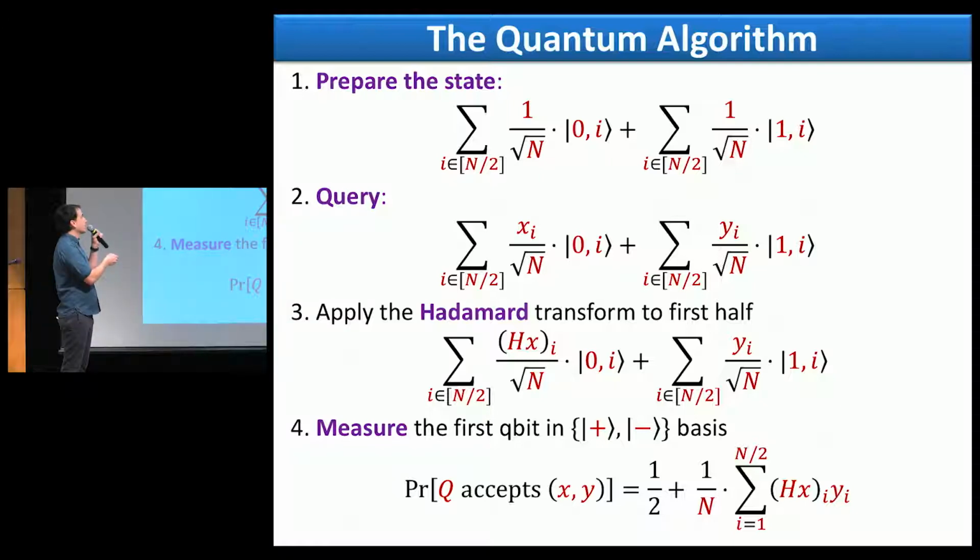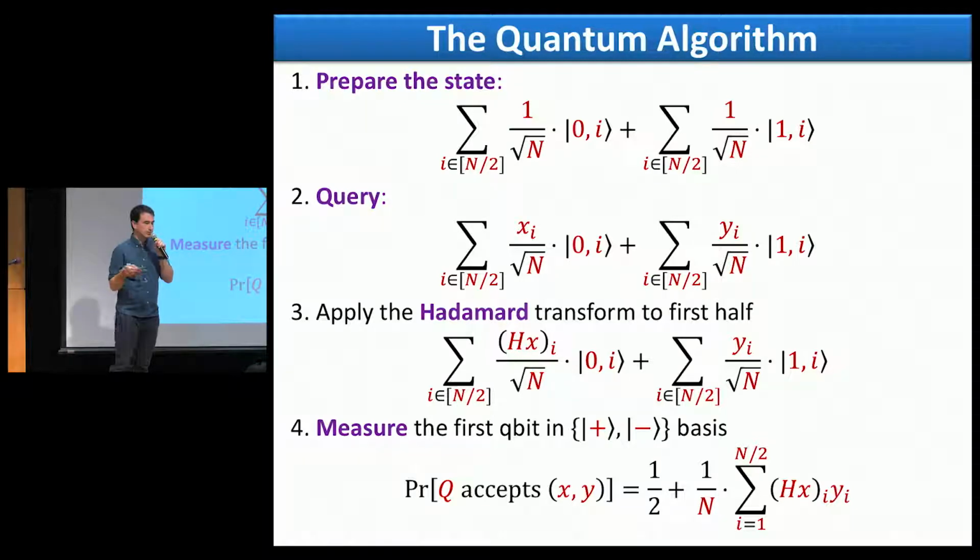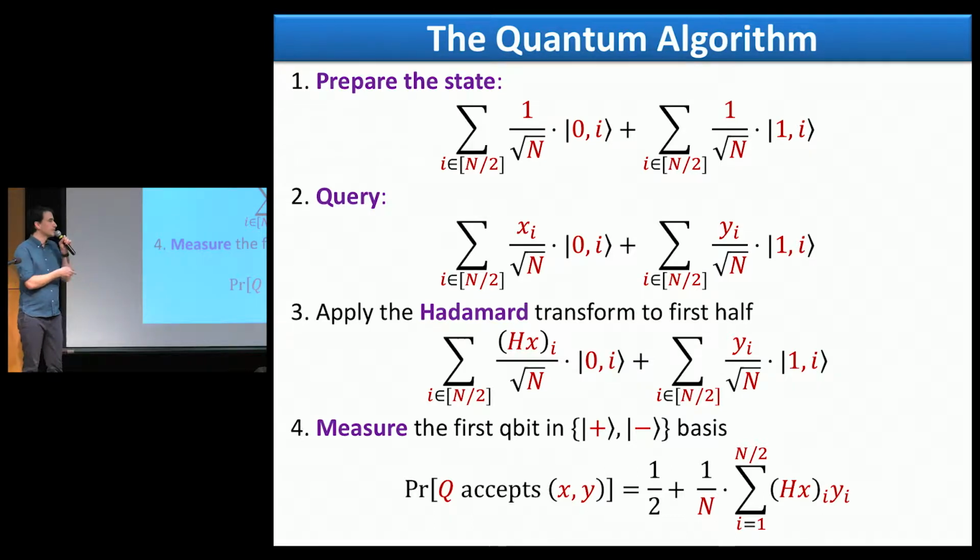And then you query. When you query, you multiply the phase by the value of xi in this part and the value of yi in this part. So this is just querying the string in superposition. And then you apply the Hadamard transform, but only on the left-hand part of this state. You can do it in logarithmic time.